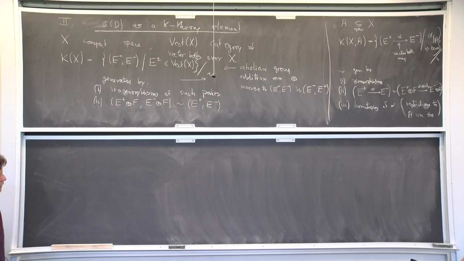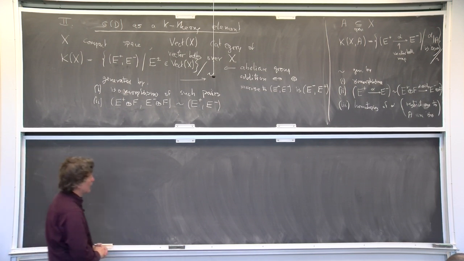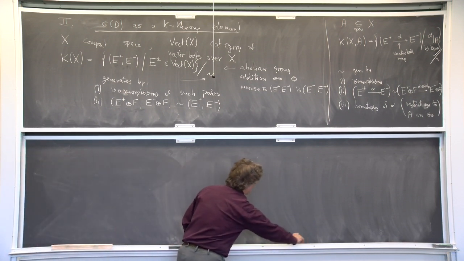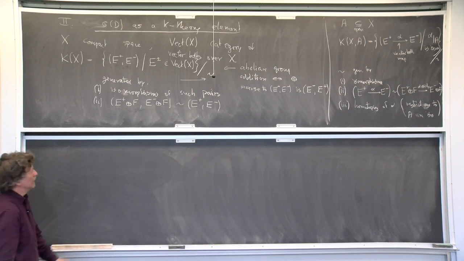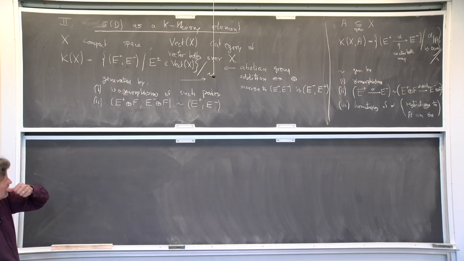All right, so second part of this talk, I want to go on and we want to interpret the principal symbol of an elliptic operator as a K-theory element. So I sort of recalled what the K-theory of a compact space X is and the relative K-theory. Now I want to talk about K-theory with compact support.